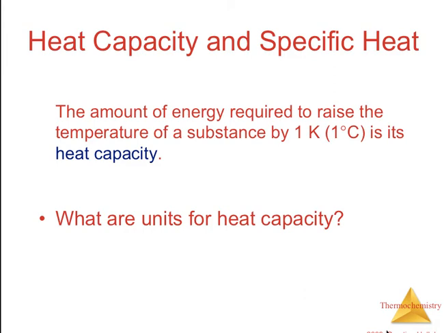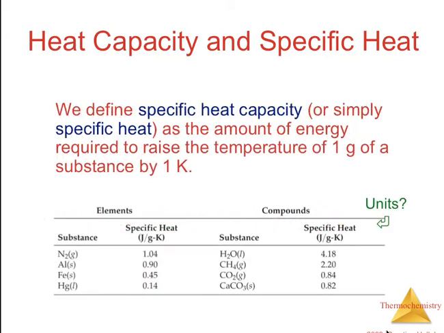Okay, the amount of energy required to raise the temperature of a substance by 1 Kelvin or 1 degree Celsius, because remember, delta T is the same for Kelvin as it is for Celsius, that's known as its heat capacity. What are those units for the heat capacity? They should be joules per gram Kelvin. That's hopefully what you remember, right? It's called the specific heat, also just specific heat capacity.